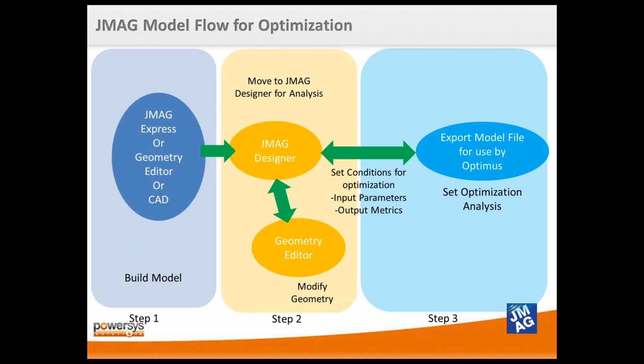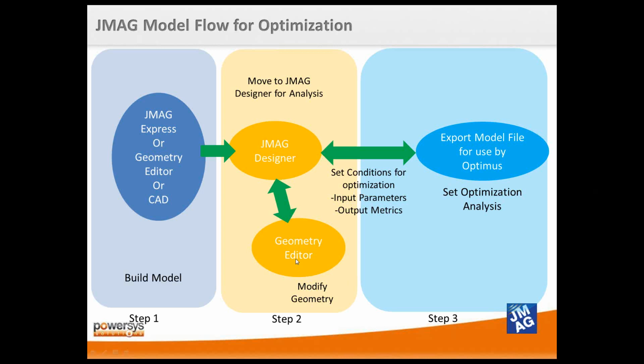Our first step is to build the model either in JMAG Express, the internal geometry editor, or a separate CAD package, bring the model into JMAG Designer for the full finite element analysis, and then once we're in JMAG Designer, we can set the conditions for the optimization, which include the input parameters and output metrics. Again, when we're choosing the input parameters and the output metrics, if some of the input parameters are related to the geometry, we can actually use that link to the geometry editor in order to modify the geometry.